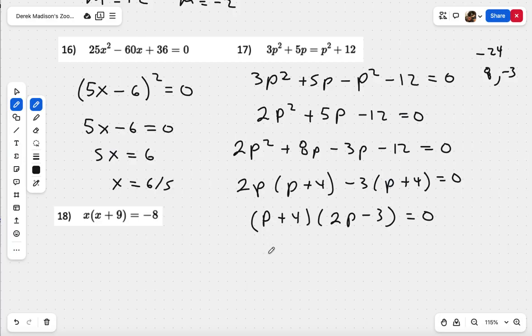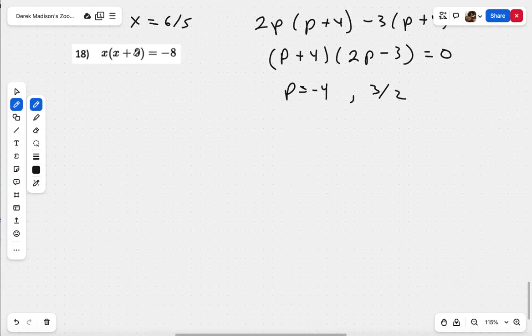So our 2 solutions are going to be p equals negative 4 for that one. And then this one, if we solve just like that, you're going to get the 3 would come over and become positive, and you're dividing by the 2. So negative 4 and 3/2.